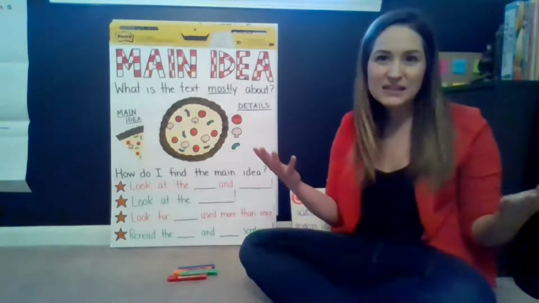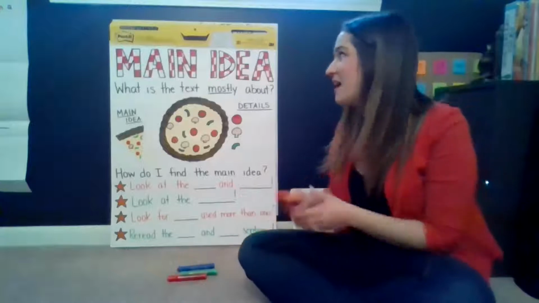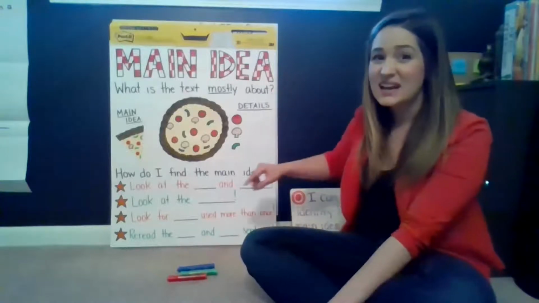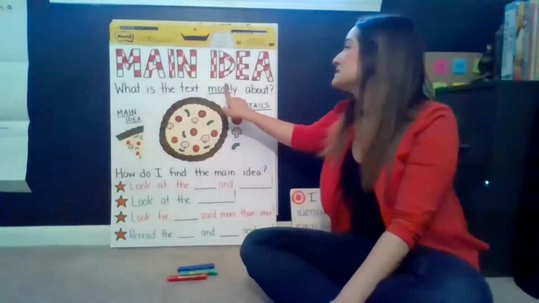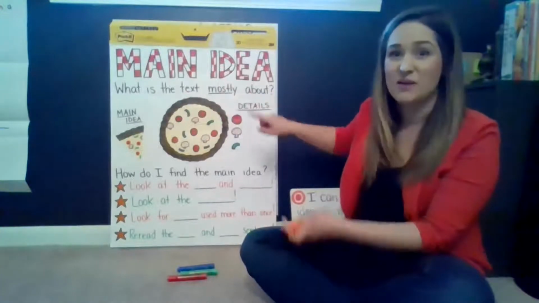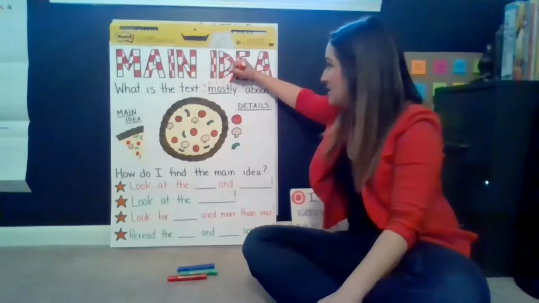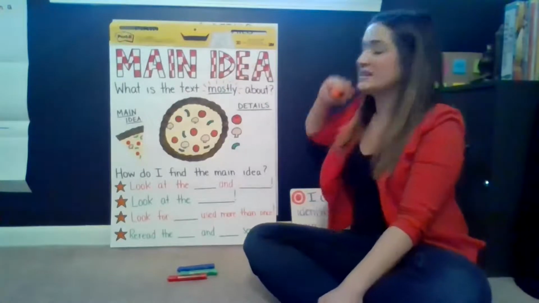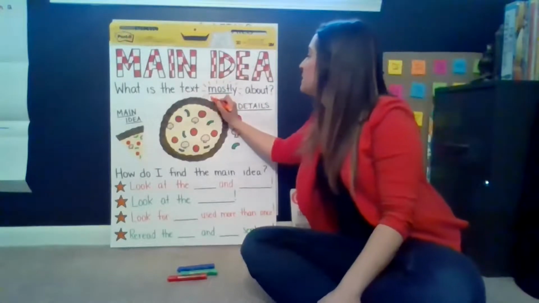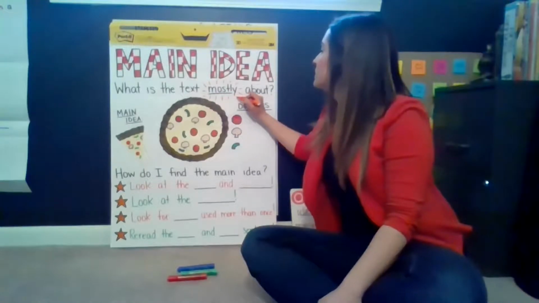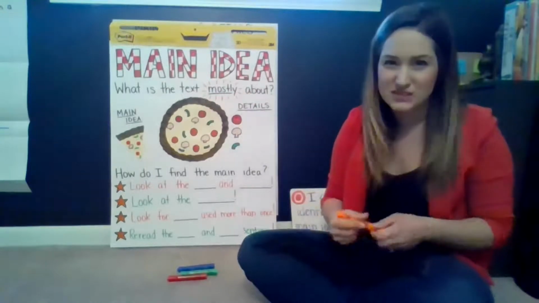So let me tell you the definition. First off, main idea tells us what is the text mostly about. So the main idea is what it's mostly about. The big idea in our story. I'm going to make a big deal about that word because that's so important, what it's mostly about.